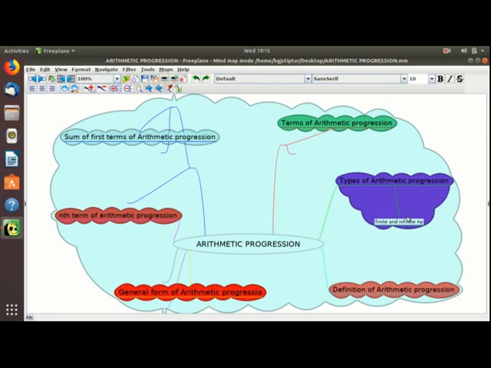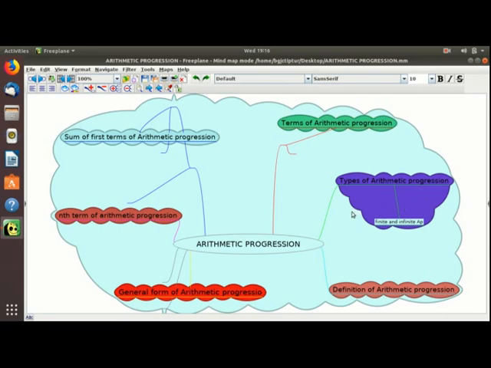In a finite arithmetic progression, the arrangement of numbers is like this. Take the example 200, 250, 300, 350 and so on up to 750. Here we have the first term and also the last term. From this example, there are only a finite number of terms. Such an AP is called a finite AP.